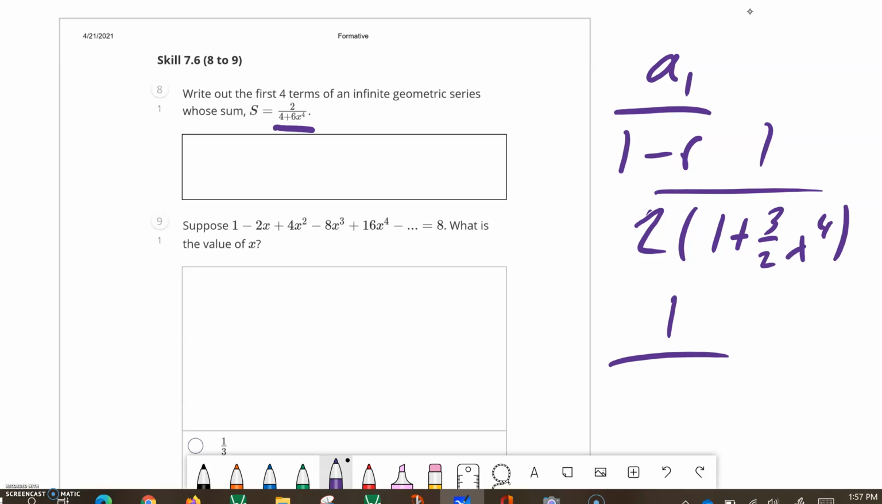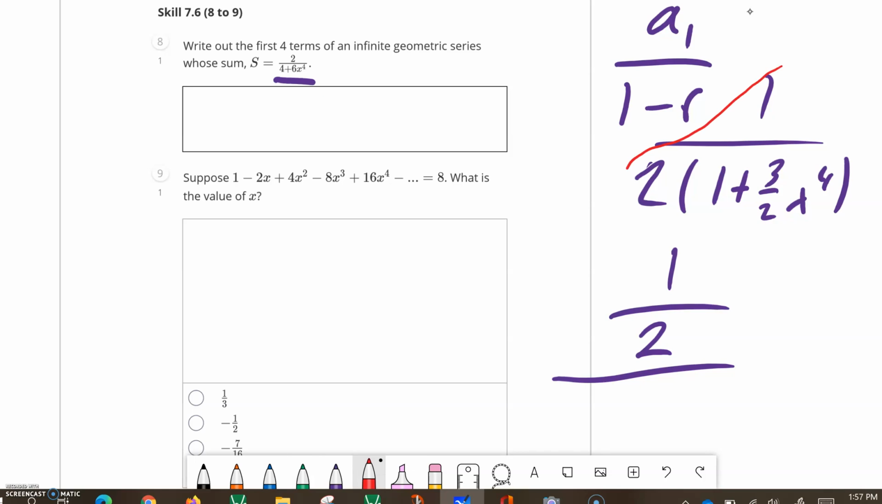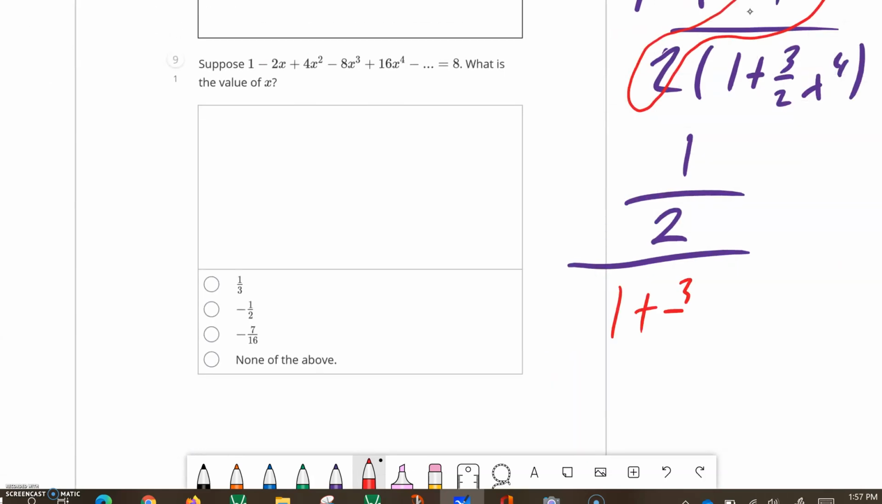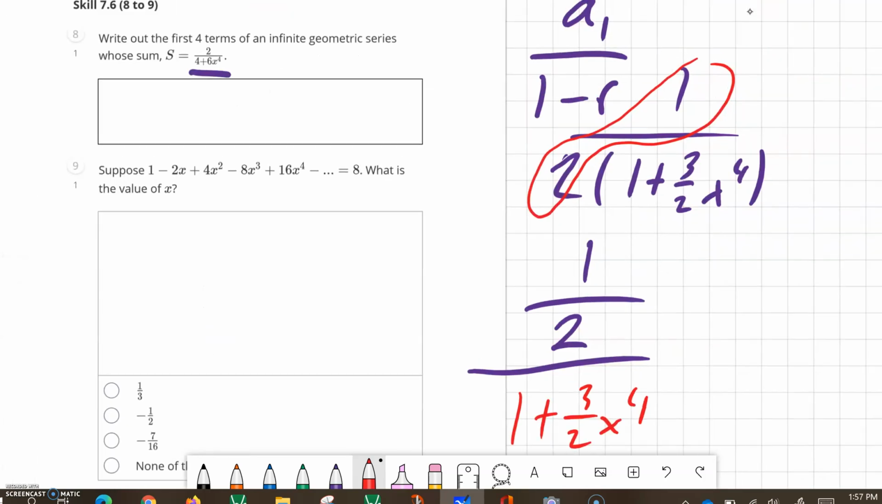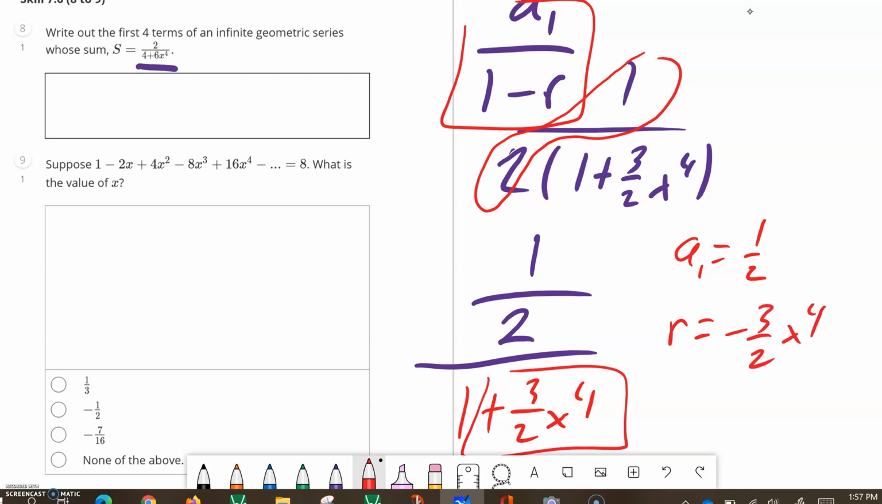So now if I look at it, this is really 1/2. Again, all I did is this is 1 divided by 2. So that's really like 1/2. It's my first term. 1 plus 3 over 2 x to the 4th. And if you compare that to this formula right here, I know my first term is 1/2. I know my r is equal to, in this case, -3 over 2 x to the 4th. Because since it's a plus, it has to be a negative. And then I just kind of build it from there. So it'd be 1/2 times this. So it'd be -3 over 4 x to the 4th.